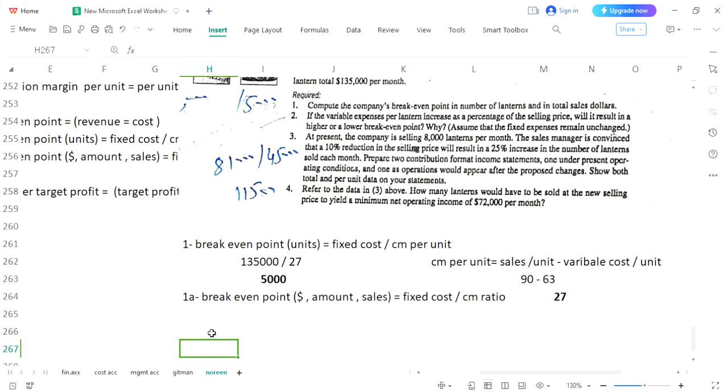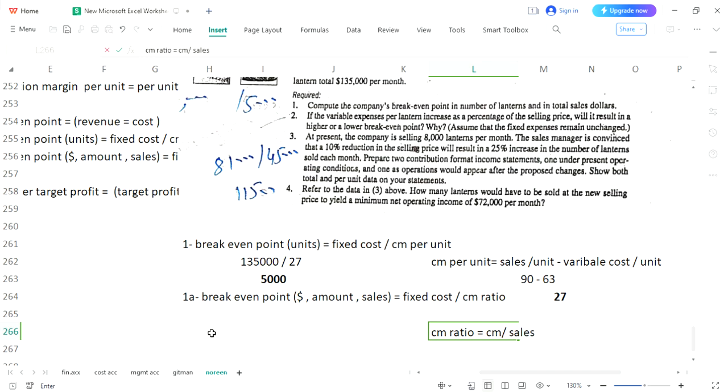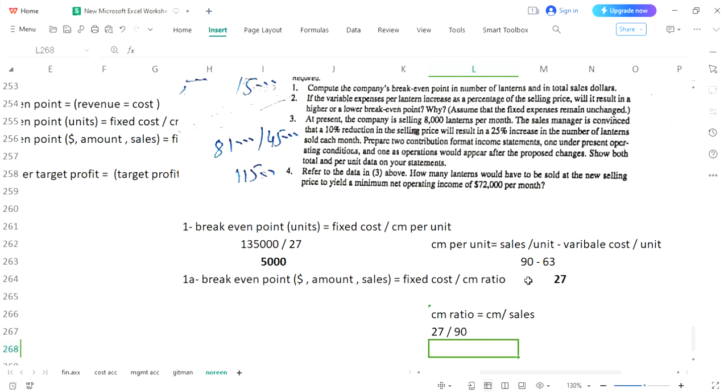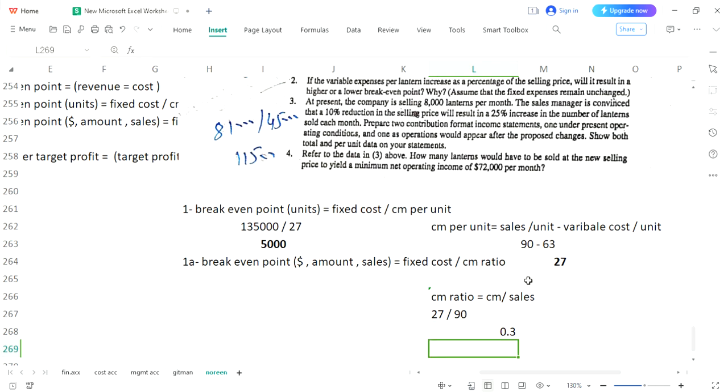For that purpose we need the CM ratio, and you know that the CM ratio is calculated by taking CM and dividing it by sales, and finally you may or may not multiply it by 100. CM has been calculated as 27, put it over here, and then you need to divide it by the selling price. The selling price here, 90, is mentioned. So in this way your statement is completed. Put it on your calculator: 27 divided by 90. So you have got your CM ratio, 0.3.